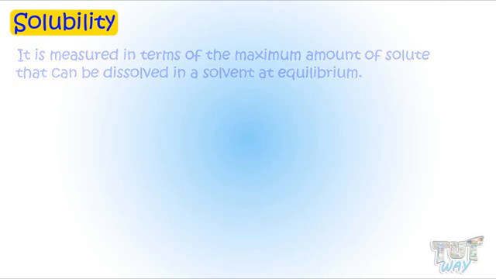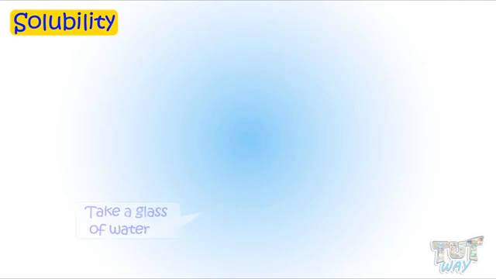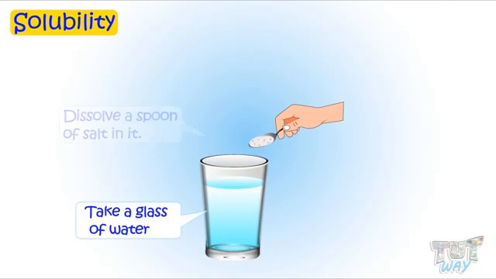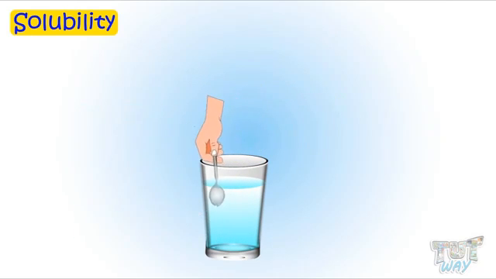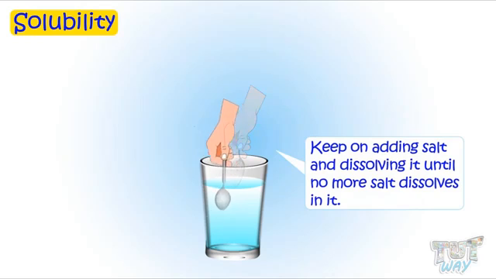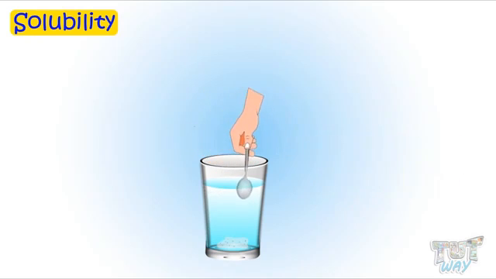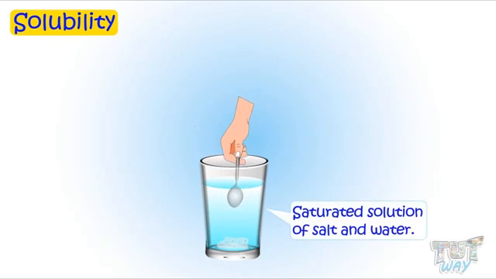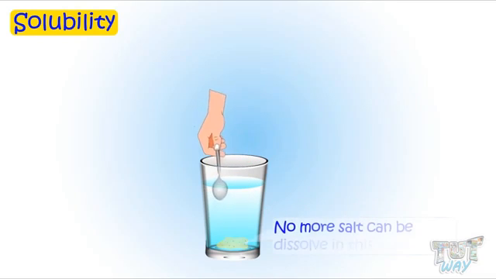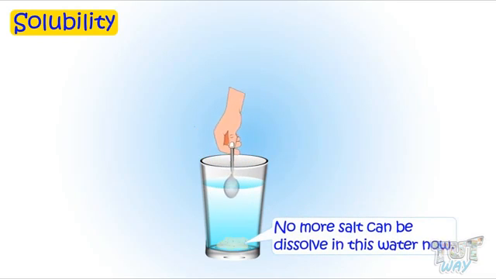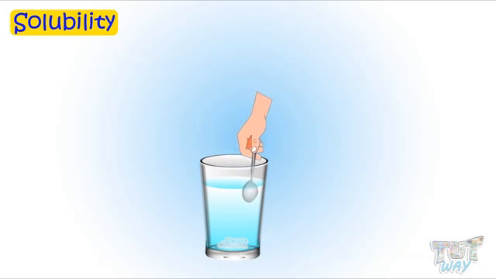Now let's learn what is saturated solution. Take a glass of water. Now dissolve a spoon of salt in it. It dissolves completely. Now keep on adding salt and dissolve in it until no more salt dissolves in it. Now, the resulting solution you have is a saturated solution of salt and water. That is, no more salt can be dissolved in this water now.